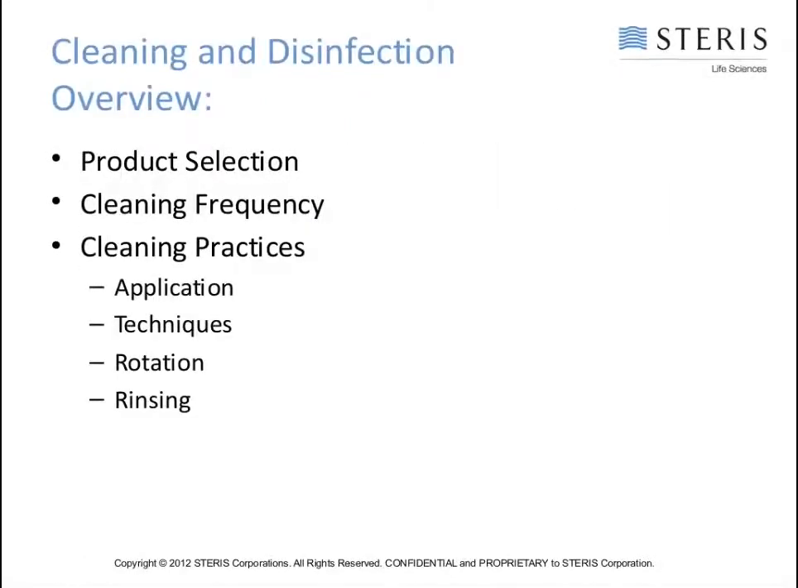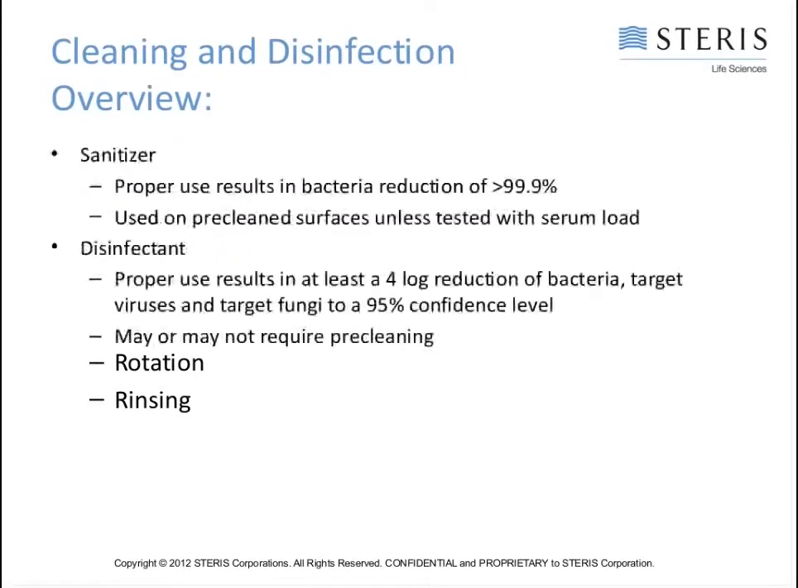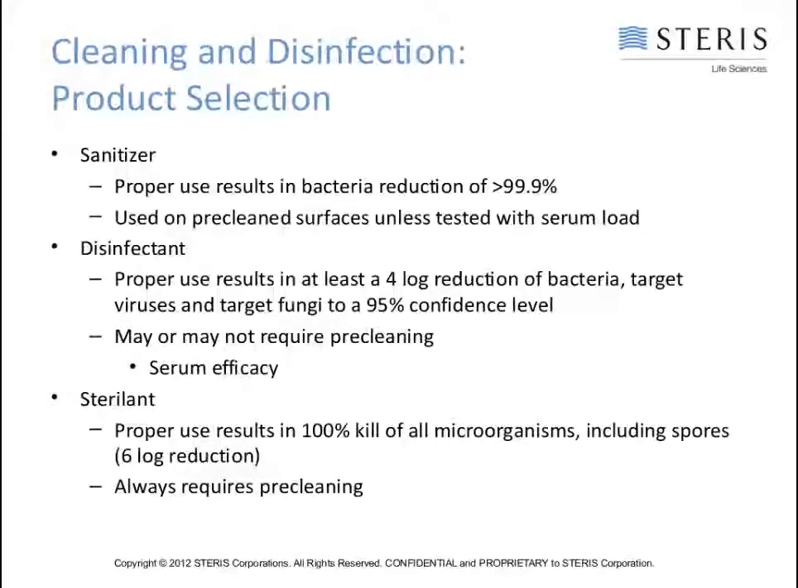So an overview of cleaning and disinfection. Product selection is a big one. Cleaning frequency depends on the type of room you're cleaning. Cleaning practices, application technique, rotation, and rinsing is what I'll be talking about. So the different types of products that you can use within a clean room are sanitizer, disinfectant, and sterilant.